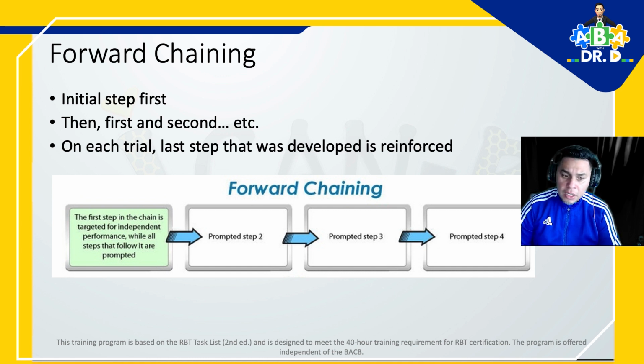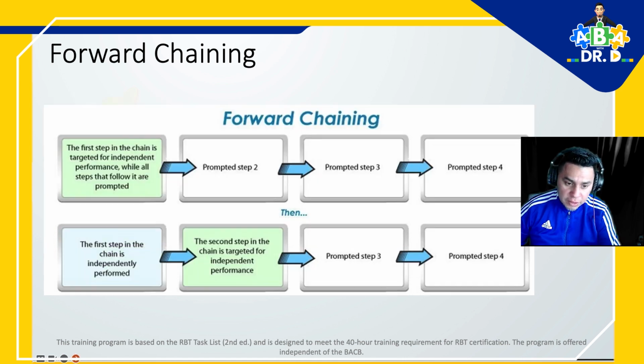So basically, in this specific example, the first step in the chain is targeted for independent performance, while all the steps that follow it are prompted. Okay, so we're only focusing on that first step. The rest will be prompted, and you'll see in the video when we watch it together how we have the child complete the first step, and then we prompt the rest. Aside from that, we also reinforce that first step. That's the focus there.